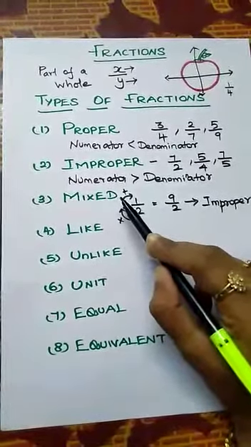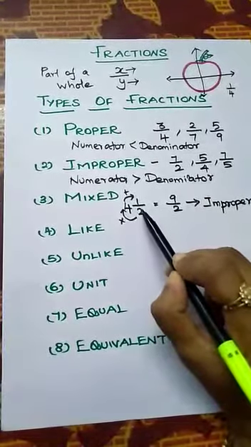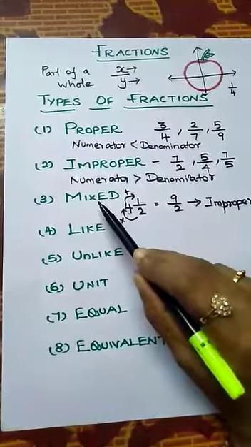A mixed fraction may always be converted into an improper fraction. A combination of a proper fraction and a whole number part is a mixed fraction.